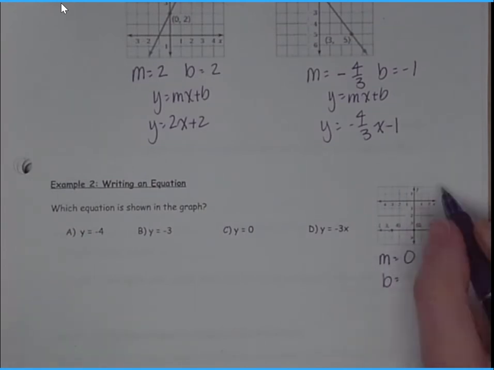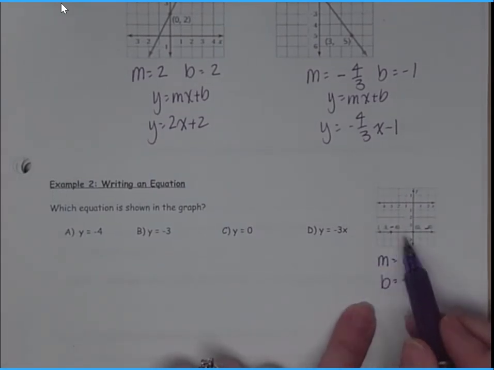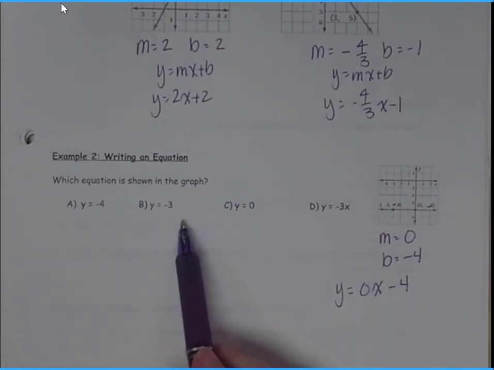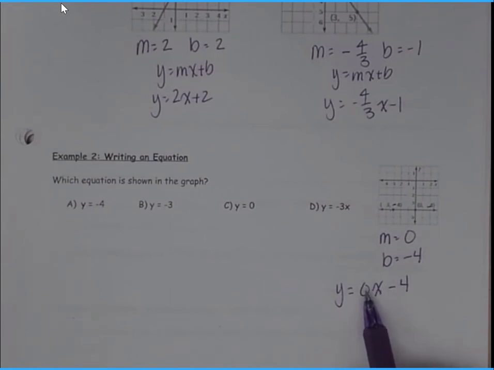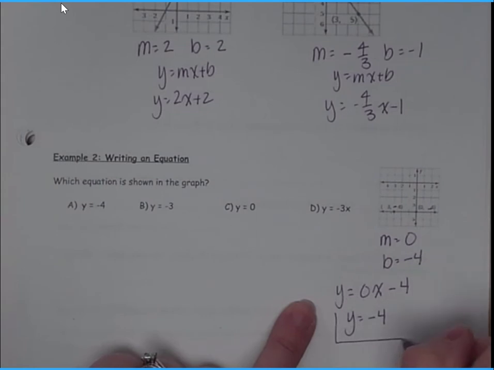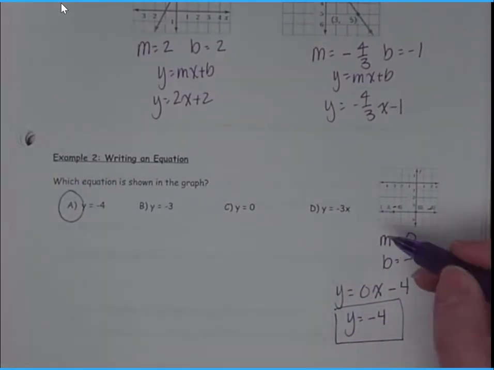Where does it cross the y-axis? Well, it crosses right there at negative 4. So what does that look like then? So I'd have y equals 0x minus 4, which, as you can tell, is not any of my answers here. But remember, any number times 0 is, well, 0. So my equation here is 0 times x is 0. So 0 minus 4 is negative 4, I'm sorry. So that means my answer here is A.